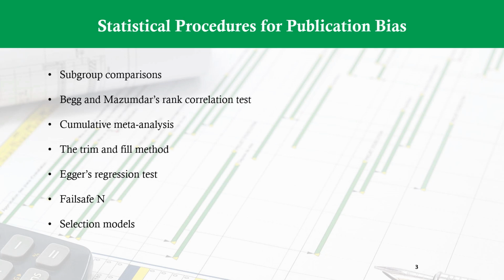Selection models. These models estimate the effect size for a hypothetical set of studies that includes both published and unpublished studies. If the estimated effect size is different from the observed effect size, you guessed it, this may indicate publication bias. However, to avoid potential biases in the analysis, it is recommended to use multiple tests and procedures to examine publication bias, known as the triangulation approach.